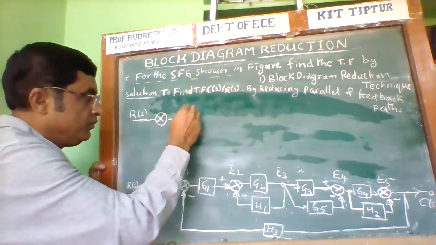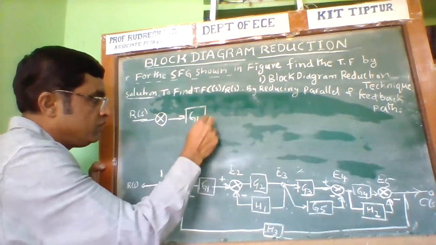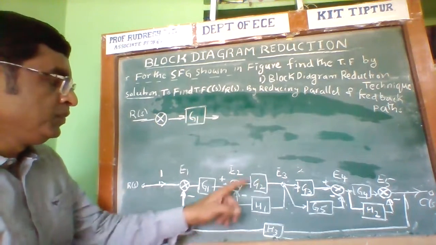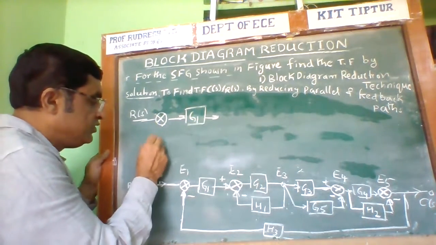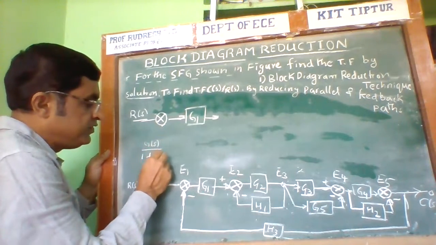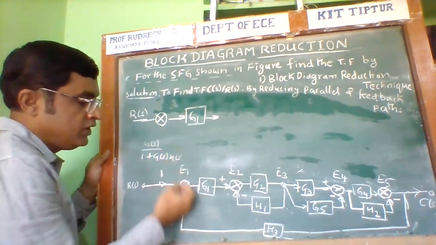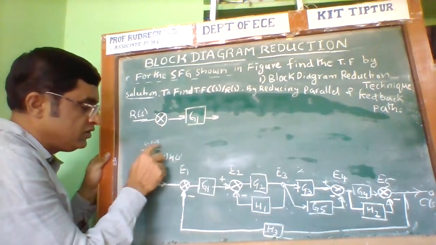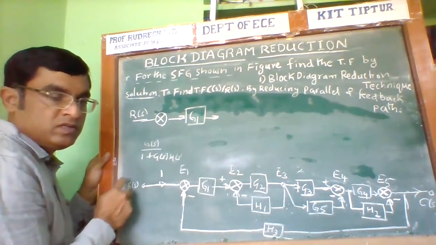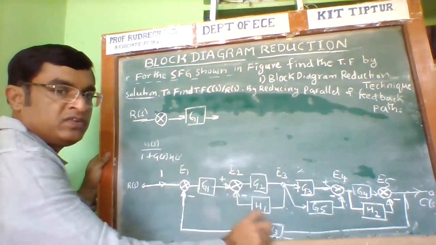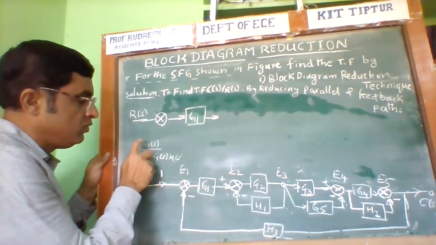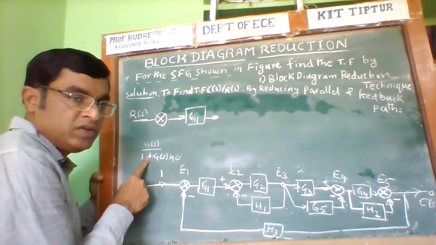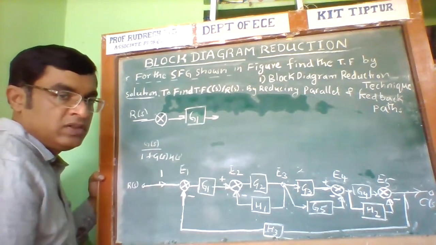I need to write as it is this block of G1. Now I apply the formula G(s) divided by 1 plus G(s) into H(s), because here there is a negative feedback system. The negative feedback closed loop transfer function of this system is G(s) divided by 1 plus G(s)H(s). If it is negative feedback, we consider the positive sign in the denominator; if it is positive feedback, we consider the negative.